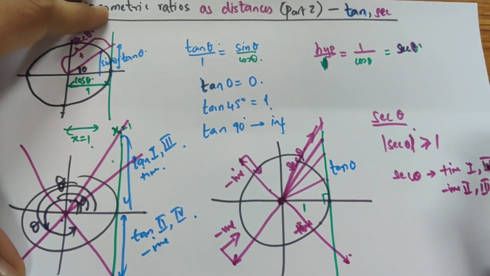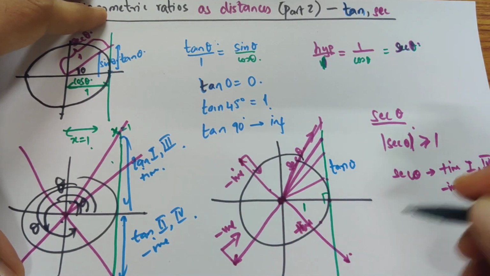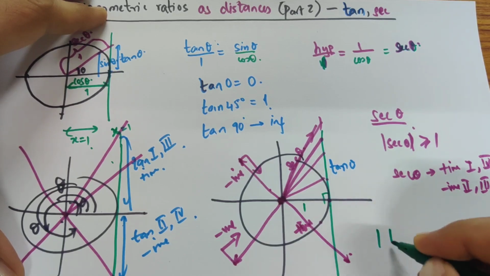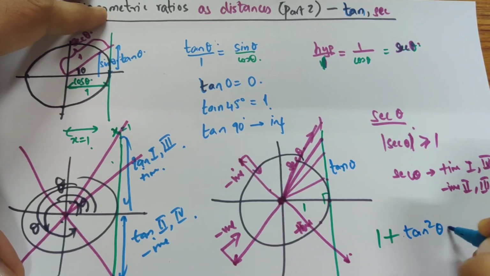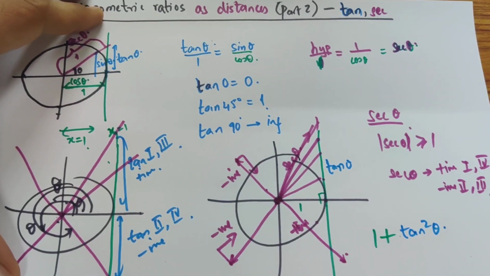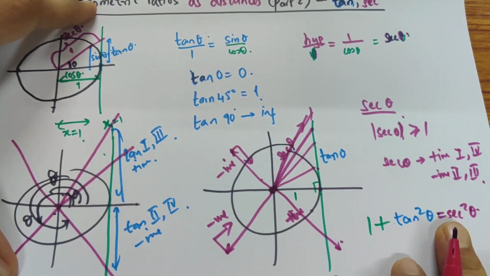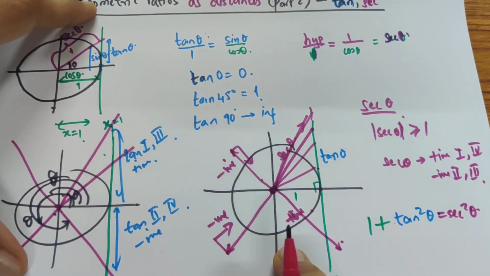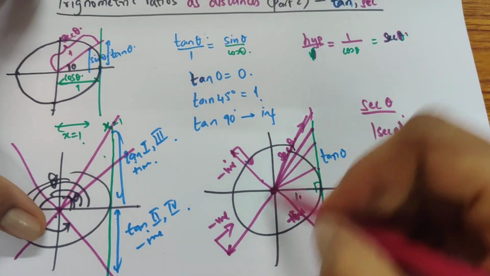So I know all these things about secant theta, and the other very interesting thing that comes out of this right angle triangle is the identity that 1 plus, or 1 square, which is 1, plus tan square theta basically gives me secant square theta. I can see this from the right angle triangle: 1, tan theta, secant theta. Secant theta is the hypotenuse.